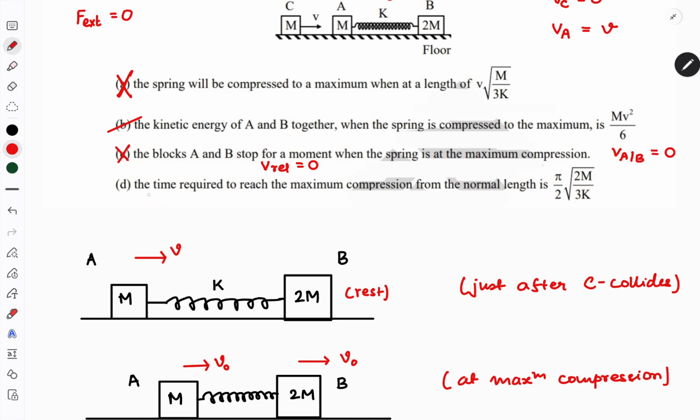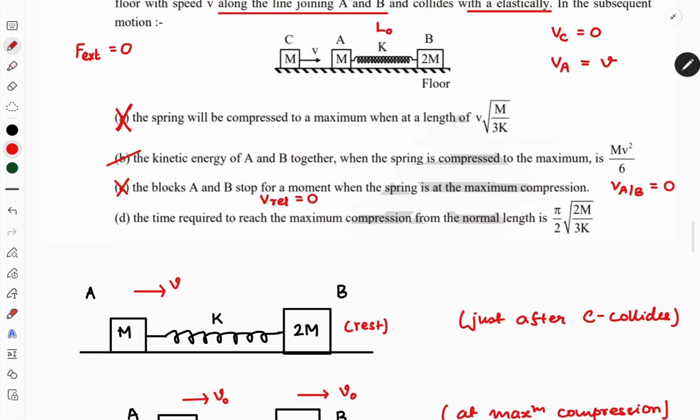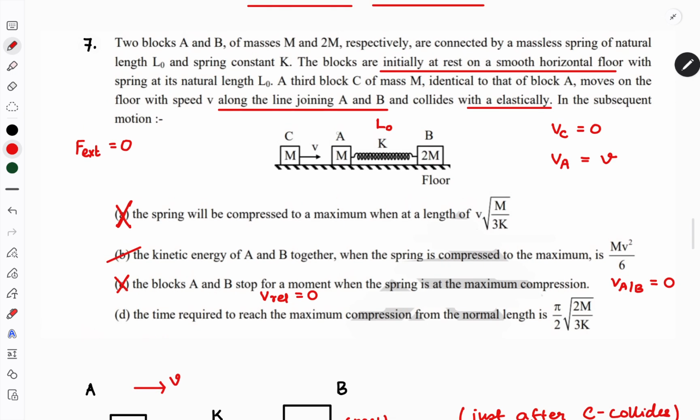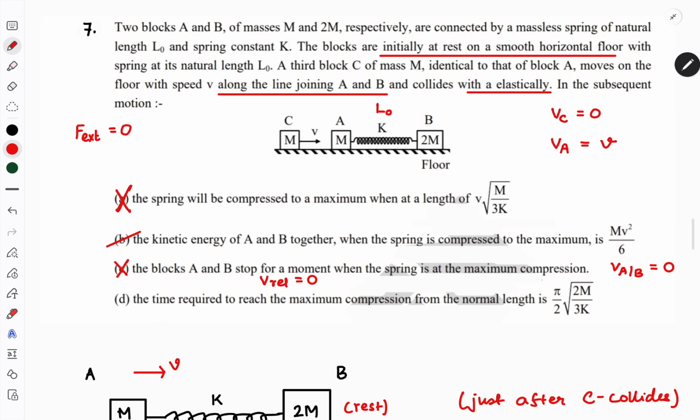And now we have the fourth option, to check the time required to reach the maximum compression from the natural length is this much. If we look at this particular system, we can definitely say that the time period is given by T equals 2 pi root under mu by k, where mu is the reduced mass. Reduced mass in this scenario is m1 m2 upon m1 plus m2. So we get 2m by 3 as reduced mass, divided by k.